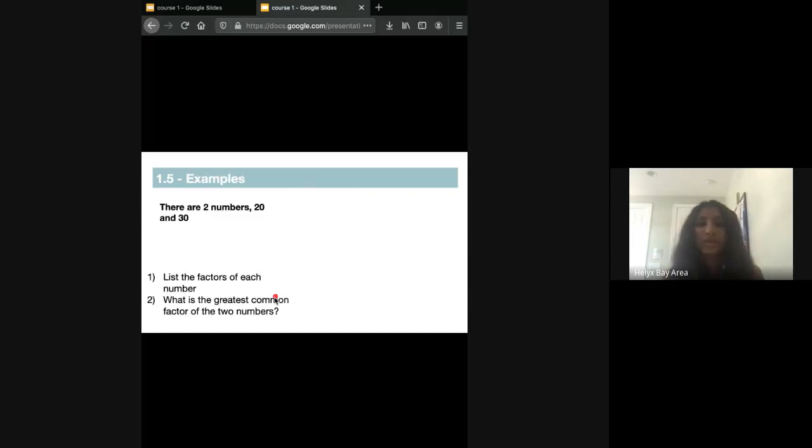So let's get started on our examples. Fun, right? Okay, so there are two numbers, 20 and 30. What we're doing is we're going to list the factors for each number, 20 and 30, and then we're going to determine the greatest common factor of the two numbers. I'll give you some time to think about this by yourself and maybe list the factors down.